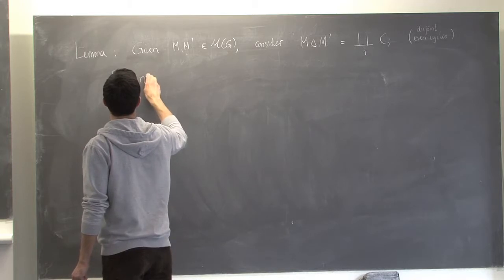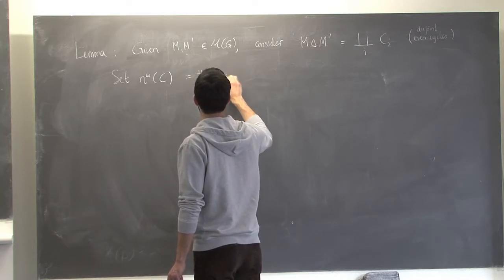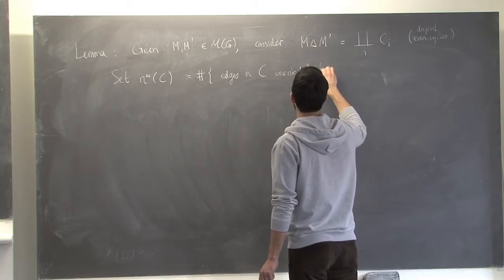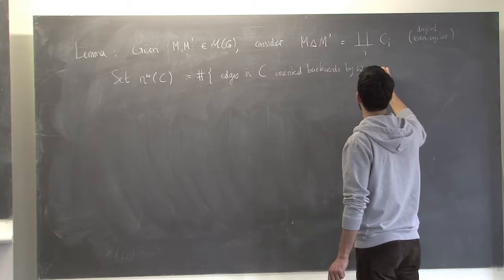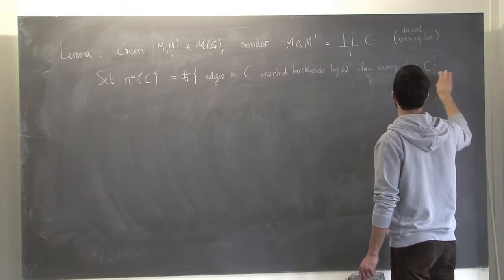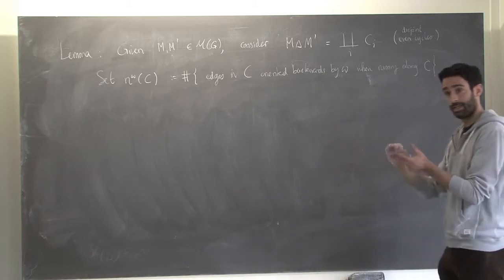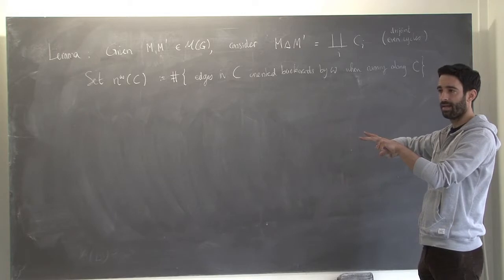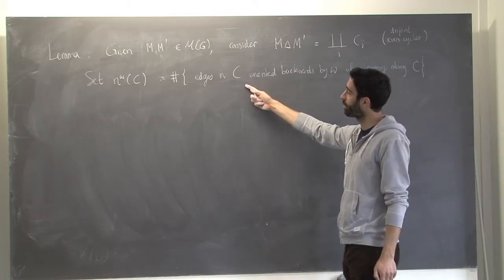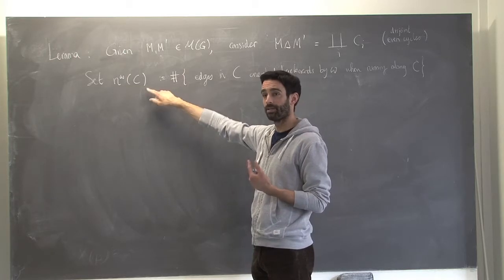Set n omega of C to be equal to what? I want to look at the number of edges in C oriented backwards by omega when running along C. So what do I mean by this? I have a cycle, and I have an orientation on each edge of the cycle. I pick any orientation of the cycle, I go along it, and I look at the number of times the edge faces me. And of course, in general, this is not well defined, but actually, here we have cycles of even length, and if you take a cycle of even length, then the parity of this number will not depend on the choice of the orientation you have.